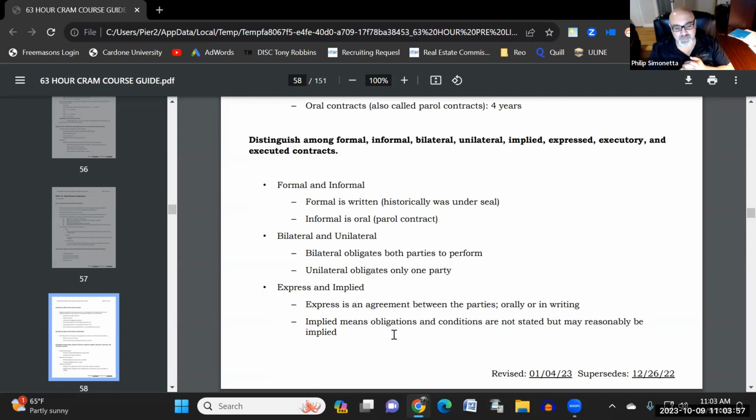Okay, express and implied. Express is an agreement between the parties, orally or in writing. Implied means obligations and conditions that are not stated but may be reasonably implied. So express is in conversation and in writing. Implied is like when the washer and dryer are hooked up to the house and there's nobody saying they're not included. It's implied to think they come with the house, right?